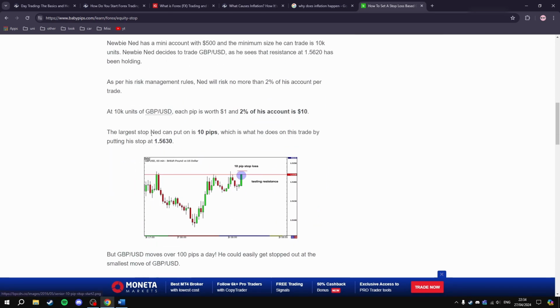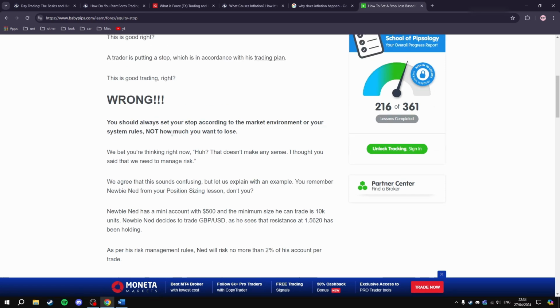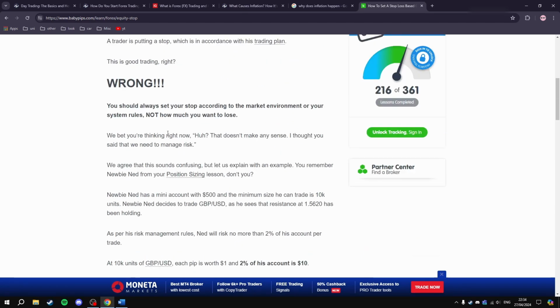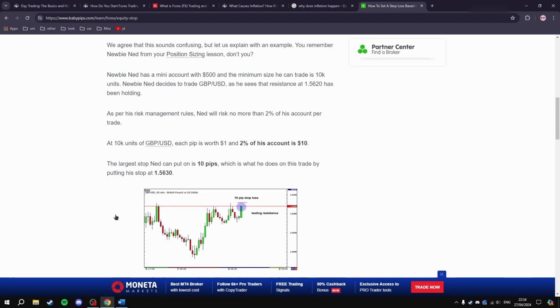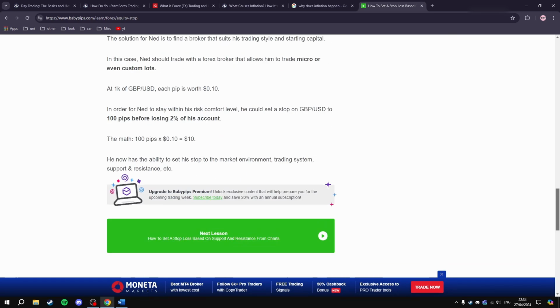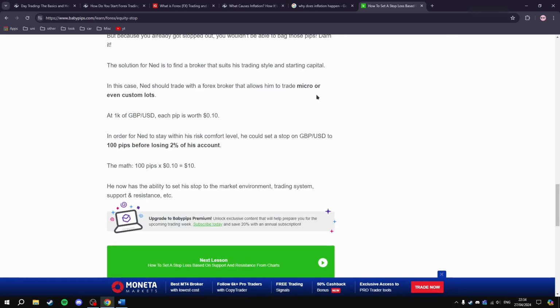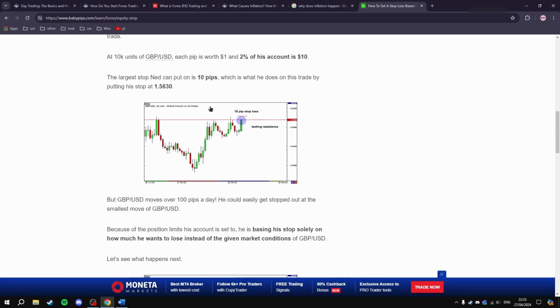So is it because he's currently using the 10k lots, isn't he? 10k accounts, 10k units. So he should be doing 1k basically. At 1k of GBP/USD, each pip is worth $0.10. In order for Ned to stay within his risk comfort level, he could set a stop on GBP/USD to 100 pips before losing 2% of his account, instead of 10 pips.